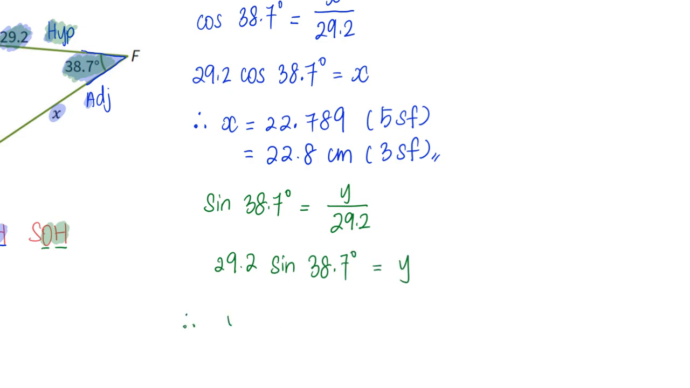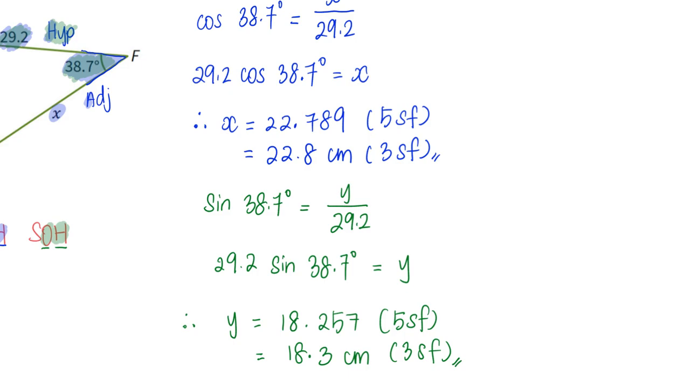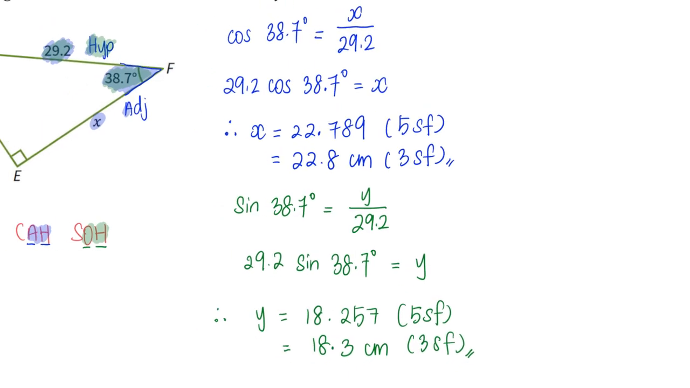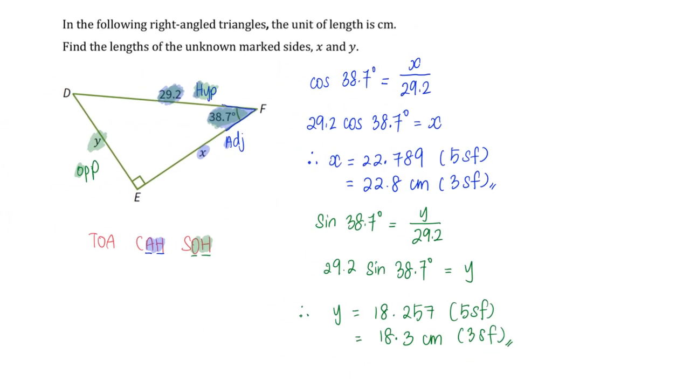So after keying into the calculator, this will give me a value of 18.257 to 5 significant figures first, before I round off to 3 significant figures, 18.3 cm. Alright, and with that we have come to the end of this question.